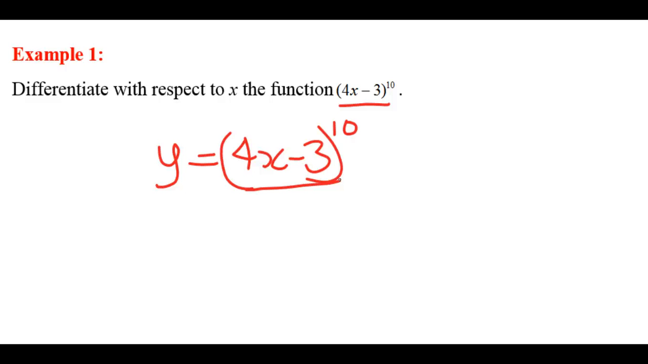And so what you have to do is, after knowing y to be equal to the function given, you can say let u be equal to the interior function, which is 4x minus 3.